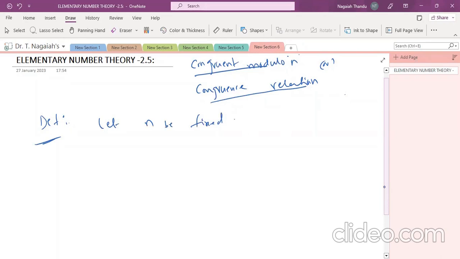Let n be a fixed positive integer. Suppose I'm taking two integers A and B, two integers A and B congruent modulo n.